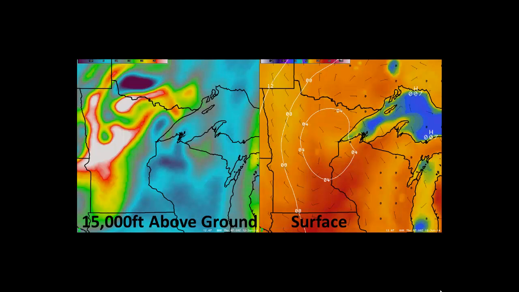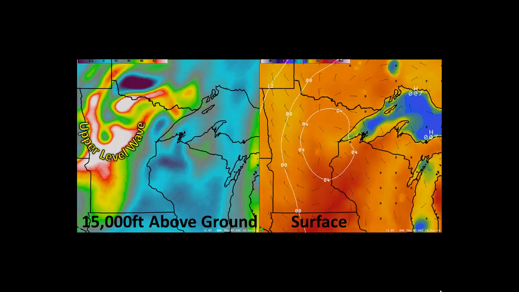Here's a simple explanation of how areas of high pressure and low pressure form at the surface. The left-hand map shows upper-level waves by the warm colors. The right-hand map shows surface temperatures with the color fill, and surface pressure with the white contours. Notice how the cold air is over Lake Superior.